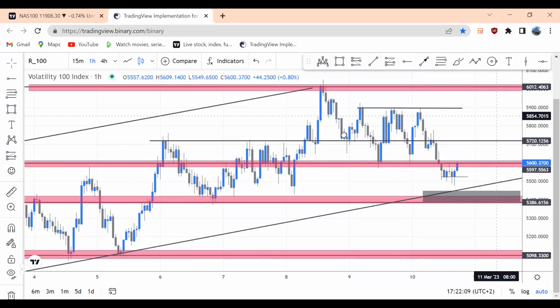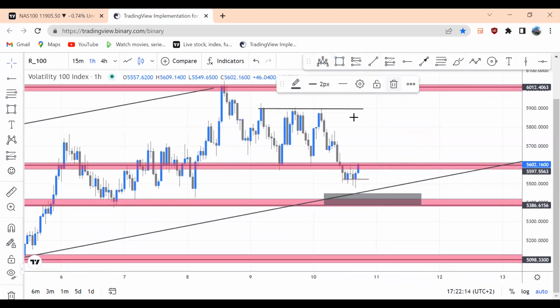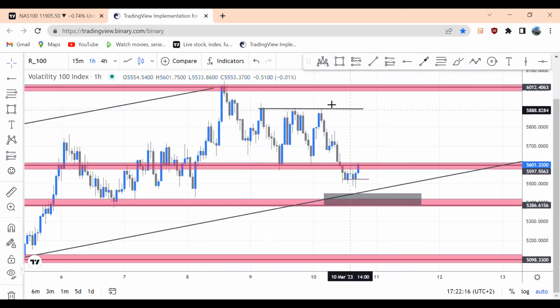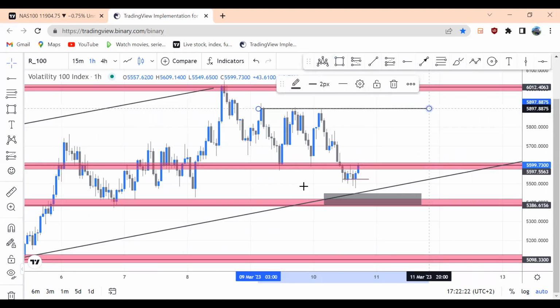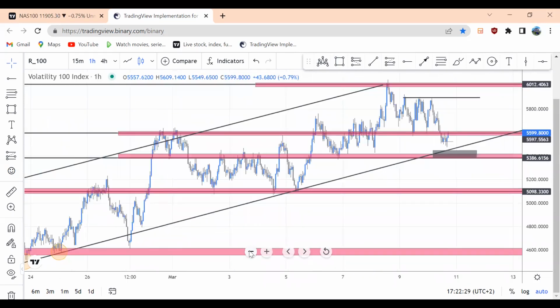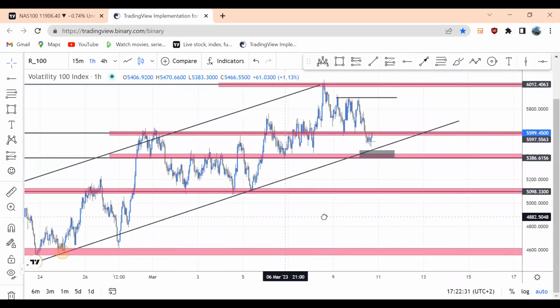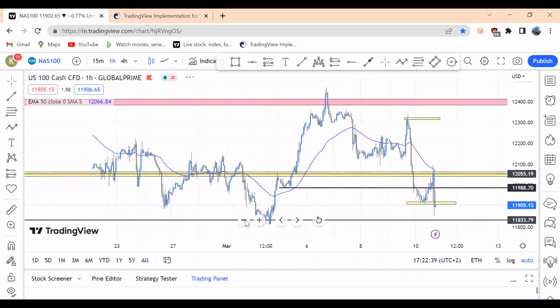I hope you are listening and paying close attention, guys. So let me just delete to keep a clean chart. I will just put it here so I can understand where I will take off my profits. So I want to show you something on NAS100. Coming back to NAS100, guys, as you can see, let me just zoom out.